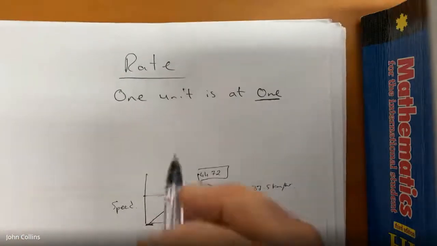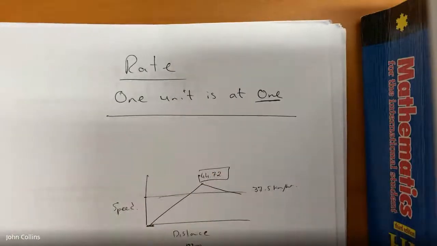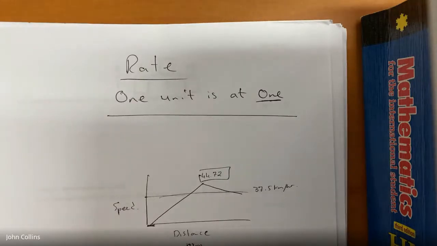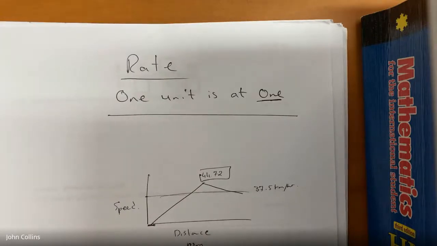Okay, so the key to a rate is that one of the units is at 1. So something per hour, something per minute, something per kilogram, something per meter, something per dollar, and it's always back to 1. And that's how we deal with rates.